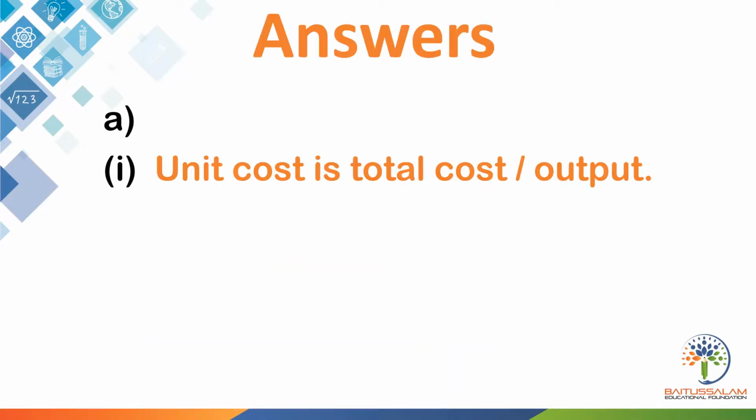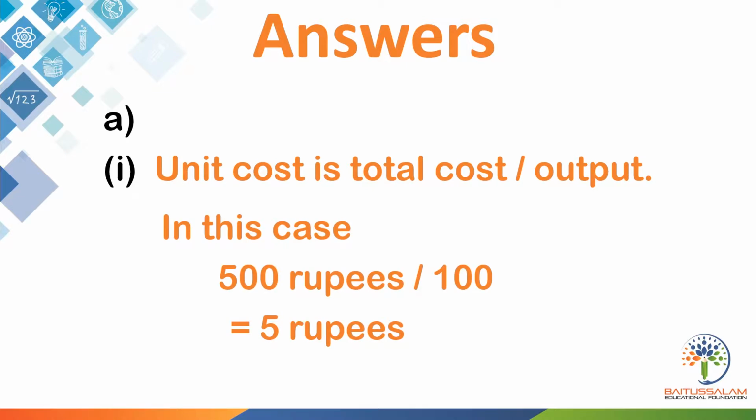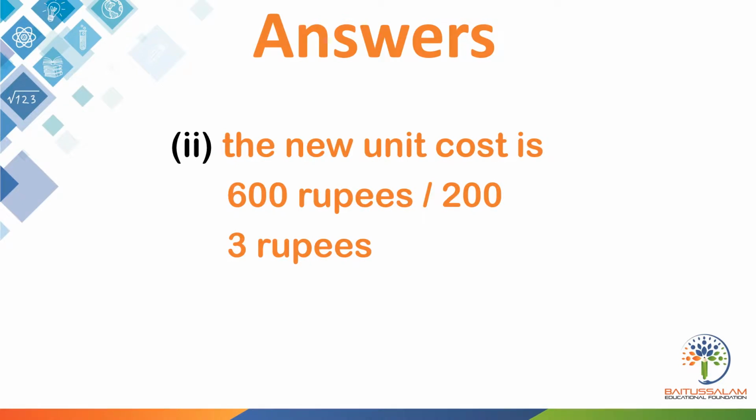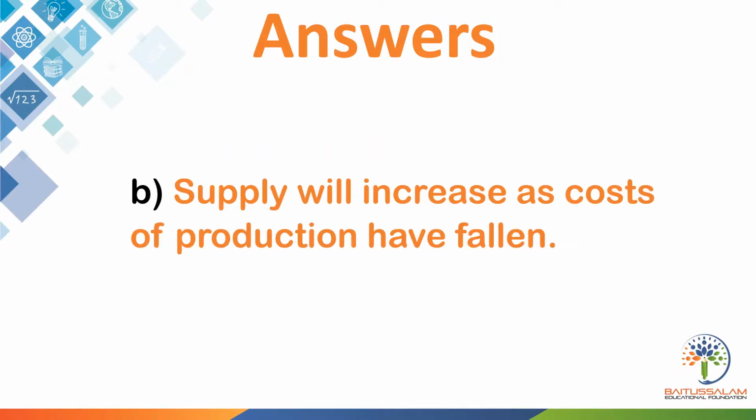A. Part 1. Unit cost is total cost divided by output. In this case, 500 rupees divided by 100. That is 5 rupees. Part 2. The new unit cost is 600 rupees divided by 200, coming out to be 3 rupees. Part B. Supply will increase as costs of production have fallen.